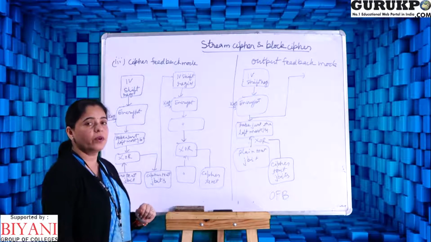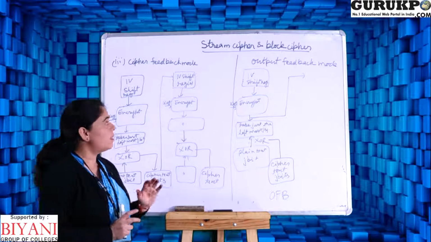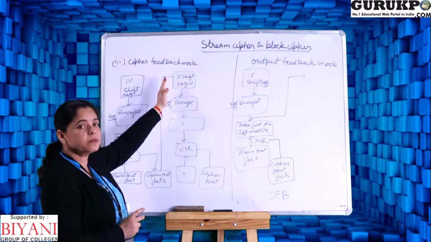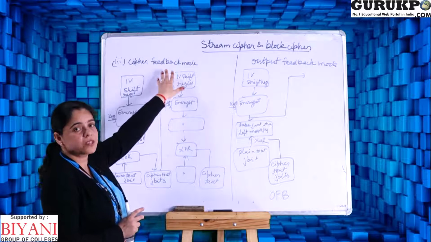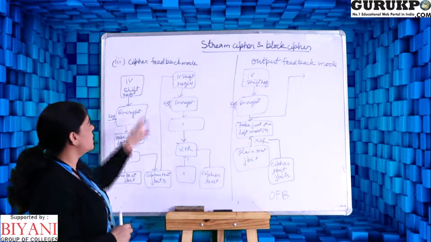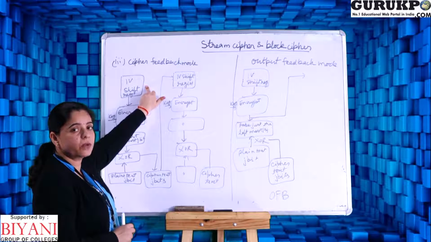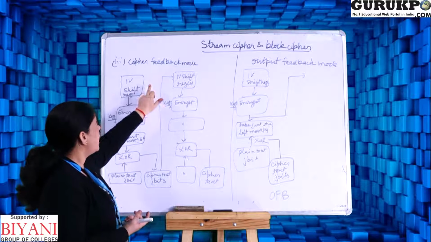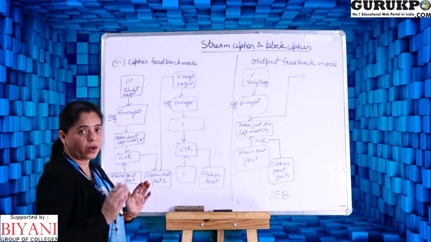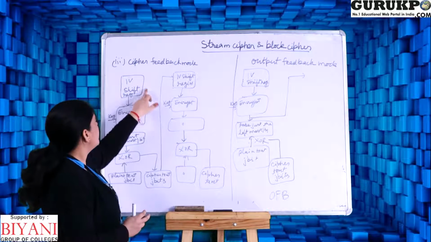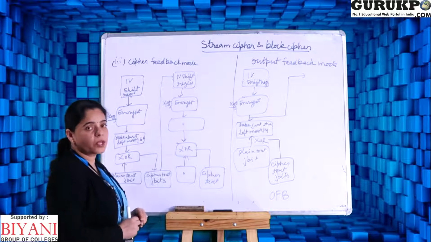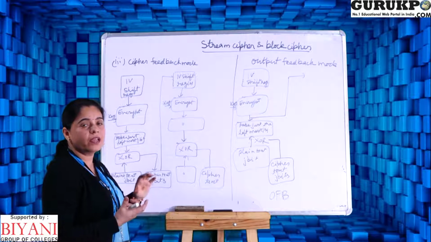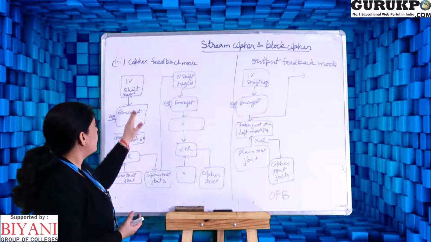In cipher feedback mode, basically this works on the block cipher, but it is also used as a stream cipher. It works like a stream cipher, but this is a block cipher mode. Here again we are using the initialization vector. The initialization vector is basically a random block of bits, and this IV is kept in the shift register. In the shift register, the initialization vector is encrypted with the key, and the result is the encrypted initialization vector.